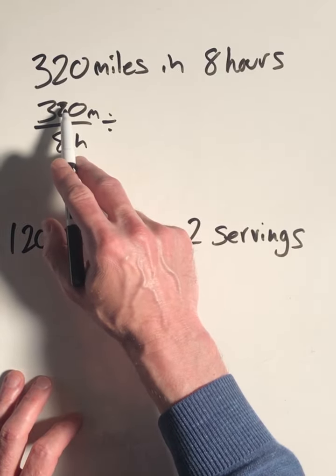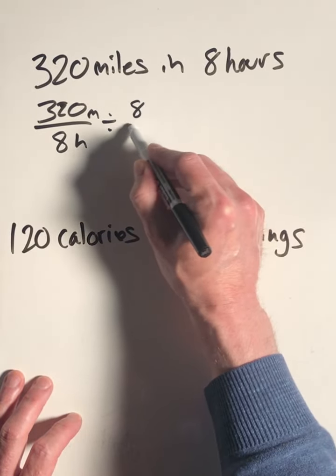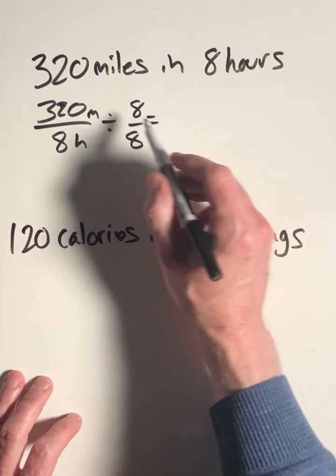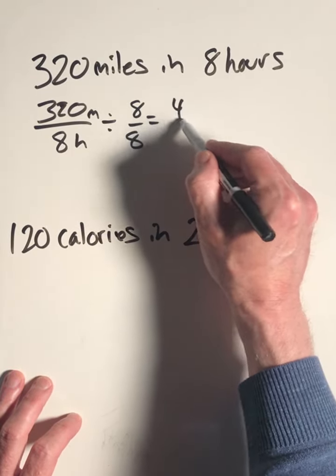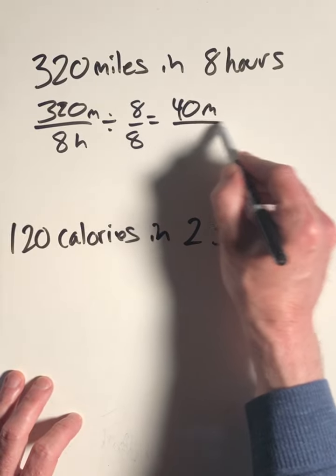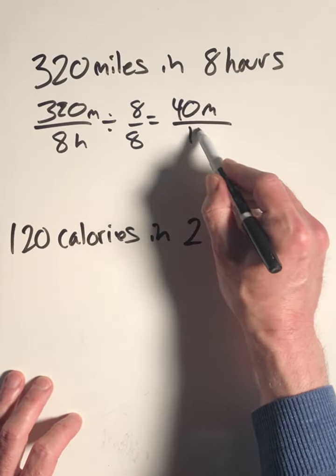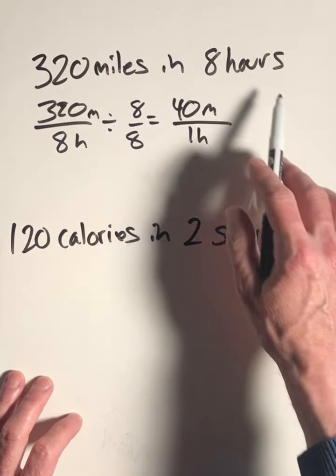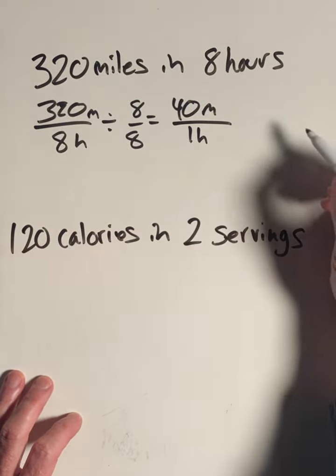I know that 32 is a multiple of 8, so I can divide both of these by 8. 32 divided by 8 is 4, so 320 divided by 8 would be 40. So I would have 40 miles, and 8 divided by 8 is 1. So 320 miles in 8 hours is the same as 40 miles per 1 hour.